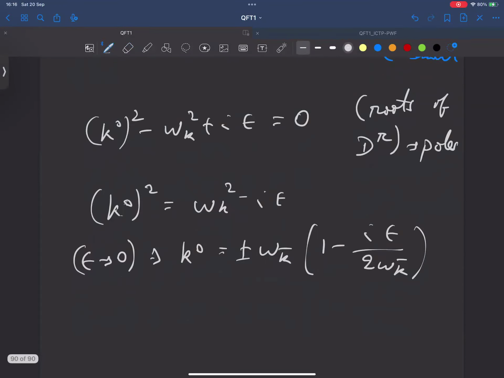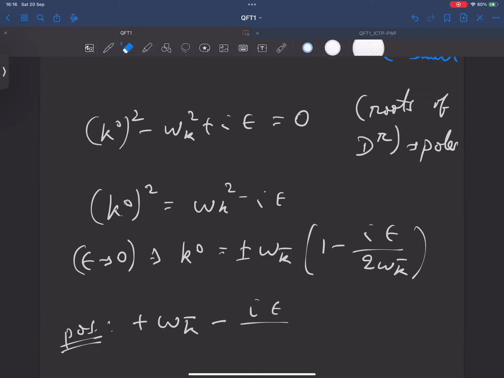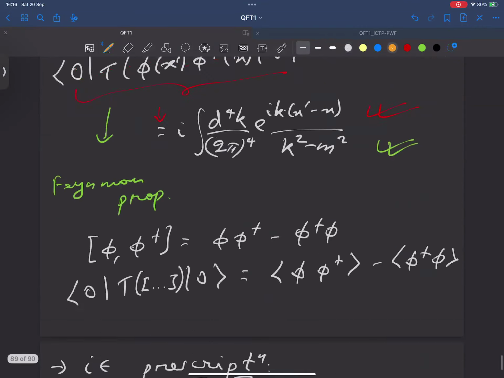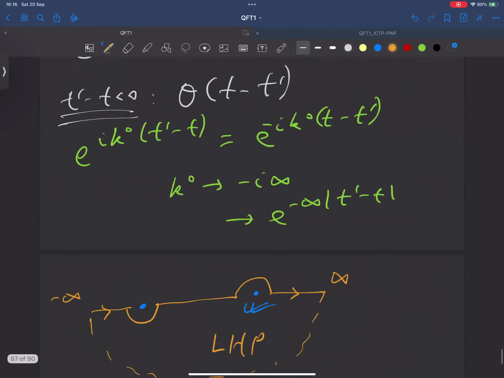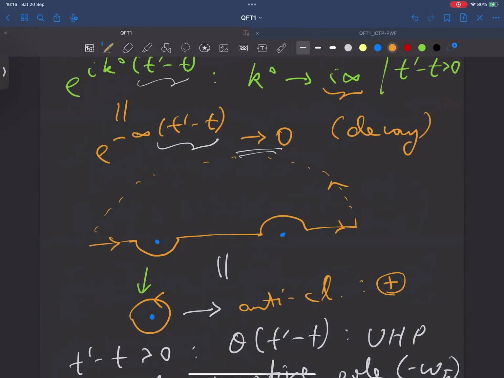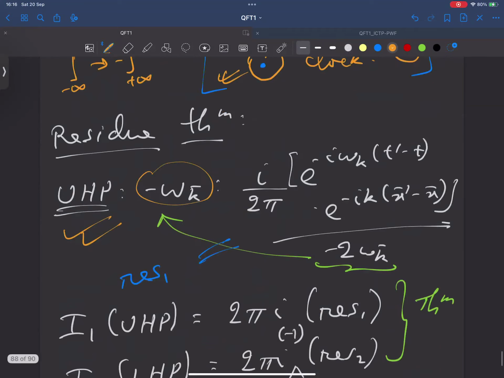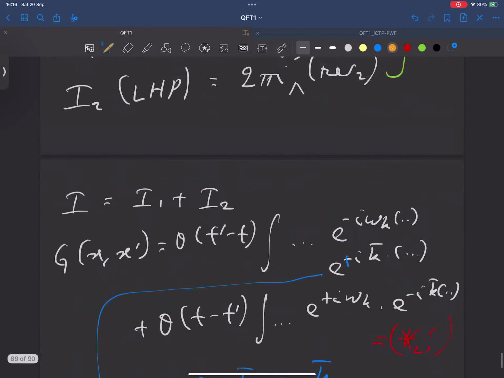So you see what happens to the poles. The positive pole is plus omega_k minus some number i epsilon over 2 omega, right? And the negative pole is minus omega_k plus i epsilon over 2. And that's exactly what this upper half and lower half business did. So recall that in the upper half plane, we got the minus pole, and in the lower half plane, we got the plus pole.